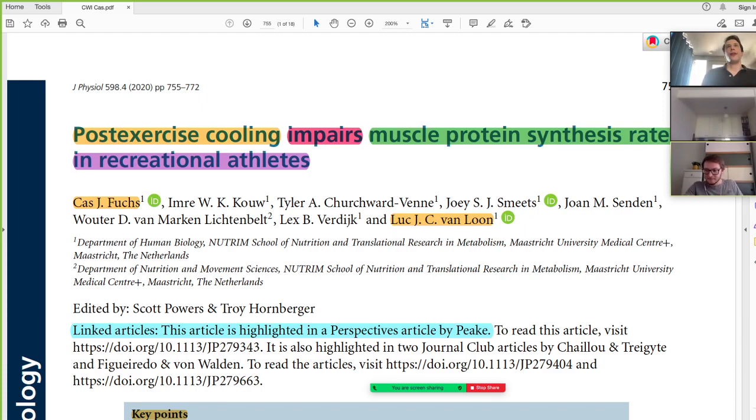So today we're gonna discuss another paper from our lab, and we invited the first author of this paper, Cas. So the paper will be about post-exercise cooling, which is a popular strategy among athletes to improve recovery and adaptations.